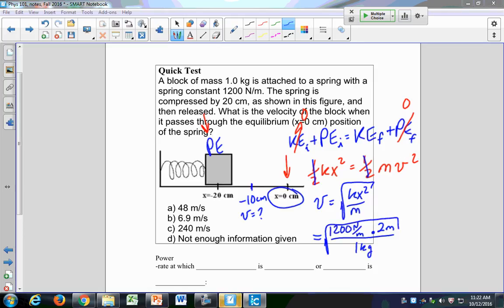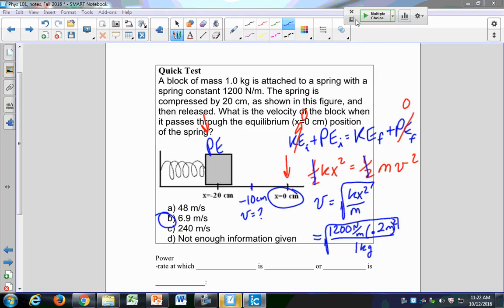So that's the square root of 240, right? Is that right? Oh, 0.2 squared. This has to be squared because it's kx squared. And then the right answer is B. It's not the square root of 240. It's the square root of something else. I don't know what it is. 48, square root of 48. Okay, which is 6.9.